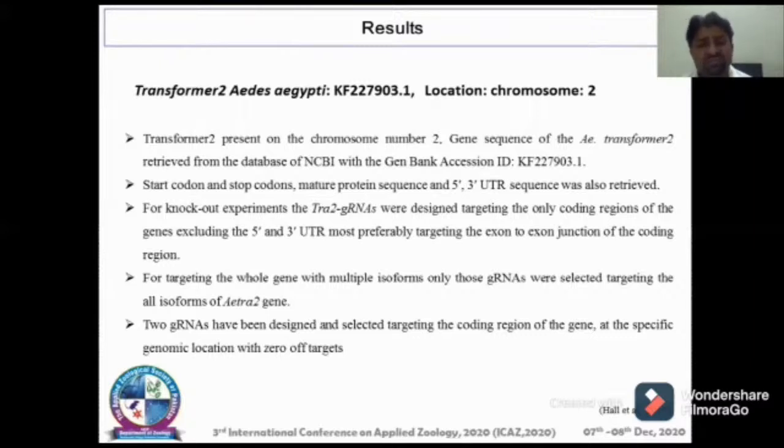Also, we have retrieved this. We have designed certain knockout experiments. So up to this time, we have designed two guide RNAs for transformer 2. We selected these with certain specific characteristics. We focused on these because with these two guide RNAs, there should be no off targets, and they will have good results.